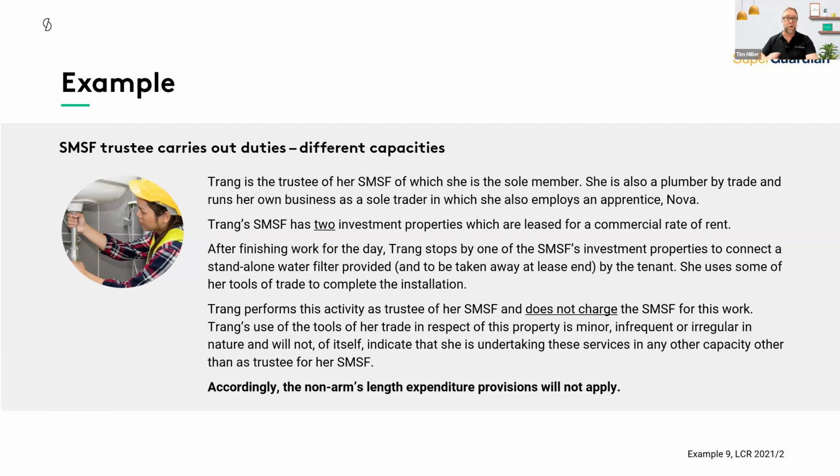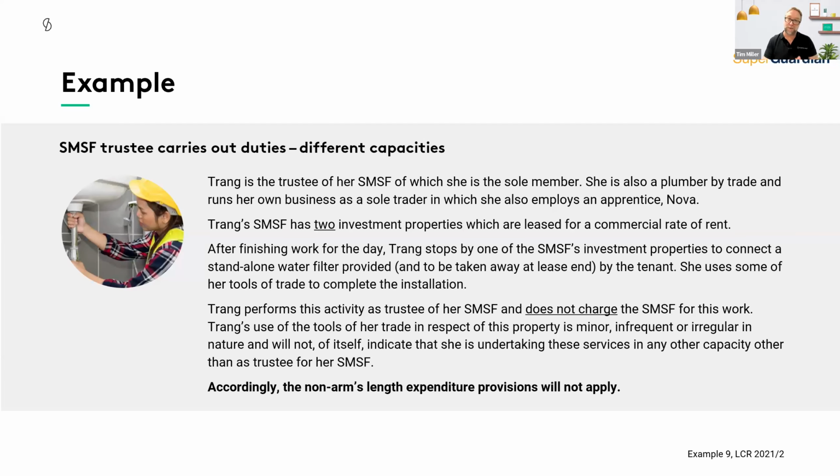So as long as everything's commercial, nothing to see there. After finishing work for the day, Trang stops by one of the properties to connect a standalone water filter, which is going to be taken away at the end of the lease. So it's been provided by the tenant. She's just attaching it because she's got the skill. She uses her tools of trade to complete the installation.